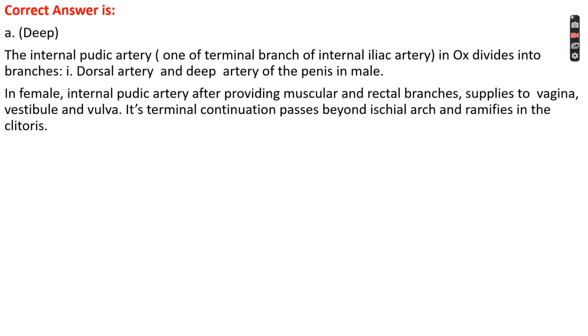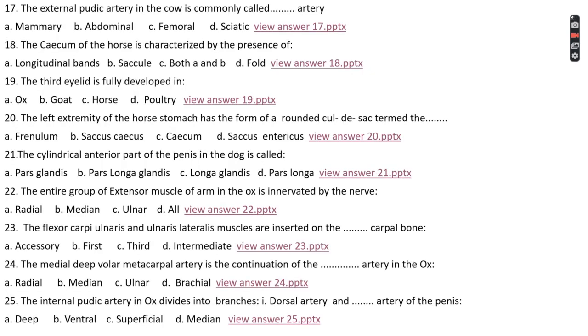The internal pudic artery or pudendal artery, which is one of the terminal branches of the internal iliac artery in ox, is divided into two branches, that is the dorsal artery and the deep artery of the penis in case of male. While in case of female, this internal pudic artery, after providing muscular and rectal branches, supplies the vagina, vestibule and vulva, and the terminal continuation passes beyond the ischial arch and ramifies in the clitoris.